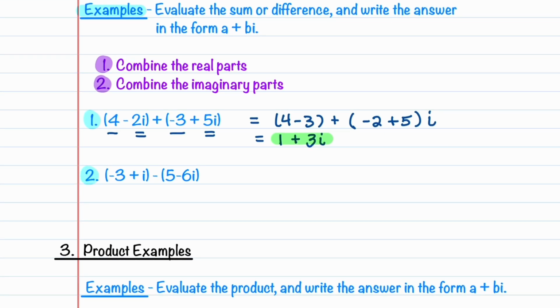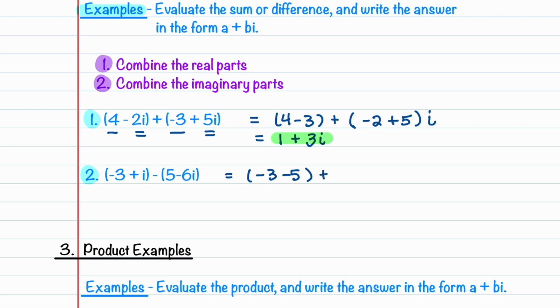Let's now look at our second example. We're going to do the same thing. We're going to combine the real parts, and this is -3 minus 5. Here we have to watch the negative a little bit. And then we're going to combine the imaginary parts. We have an i by itself, so the constant that multiplies i is 1. So we have a 1, and then we have a -6 from our second piece. Let's now simplify. This is -8 plus 1 plus 6 times i, and this gives us a -8 plus 7i.